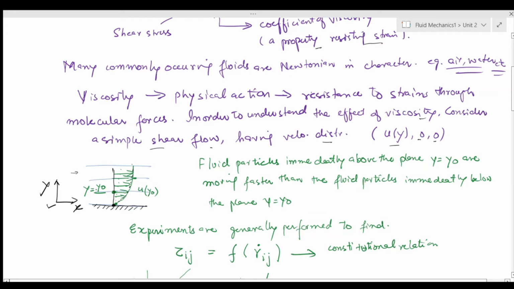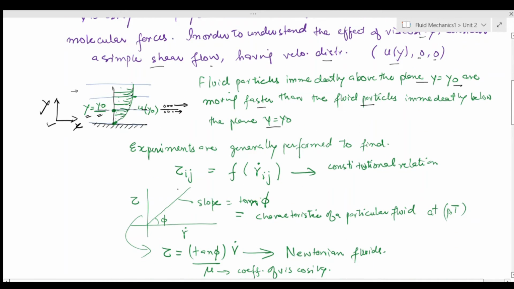Now let's look at a plane at y equals y0. Fluid particles moving immediately above the plane y equal to y0 are moving faster than the fluid particles immediately below the plane y equal to y0. By that we mean that if this is my y equal to y0, then fluid particles here would be moving faster as compared to the fluid particles here. That's what this means. And this happens because of viscosity.